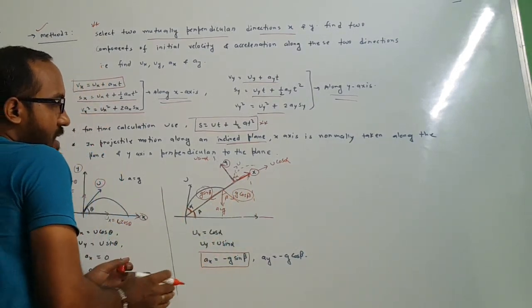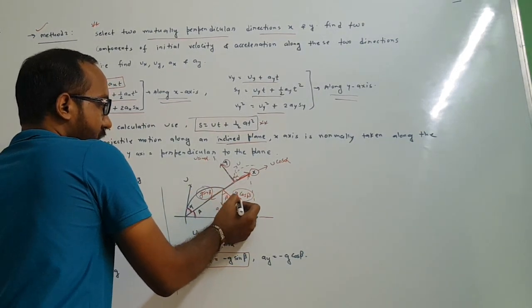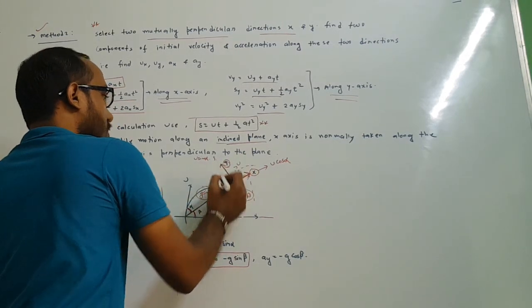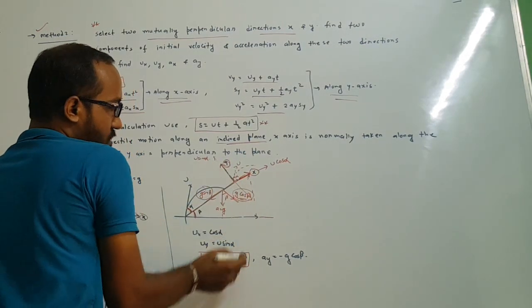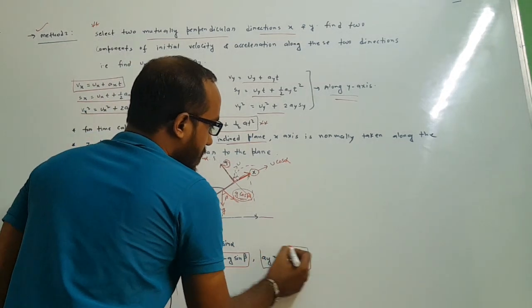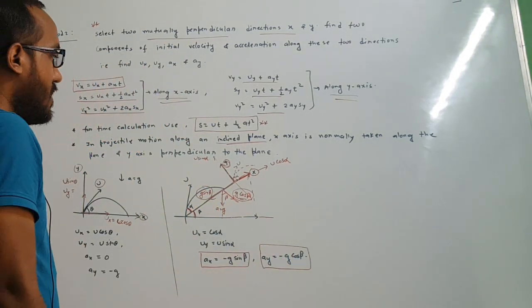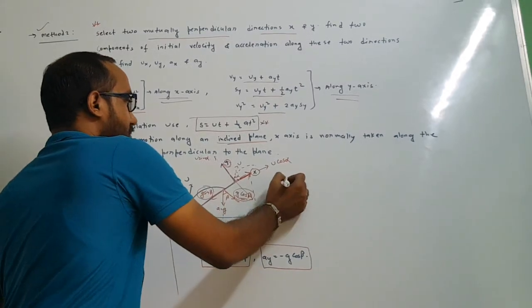Now similarly, concentrate on this. The component of acceleration perpendicular to the plane is g cos beta. See here, upward is positive y-axis, so downward would be negative y-axis. So our component of acceleration would be minus g cos beta. Remember this, this is extremely important.